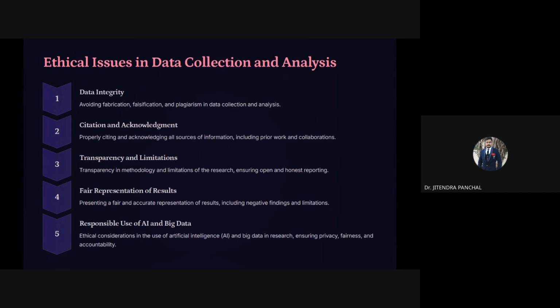Citation and acknowledgement: whatever content you have used from any other research paper, if you think it is very useful, please cite that content. Otherwise, it will again come under plagiarism. Transparency and limitations: clearly mention these in your publication. Fair representation of results: mention accurate results, including negative findings and limitations, if there are any. And you must be responsible in using AI and big data. When you use artificial intelligence and big data in your research, please ensure that it is used in a correct way, not in the wrong way.